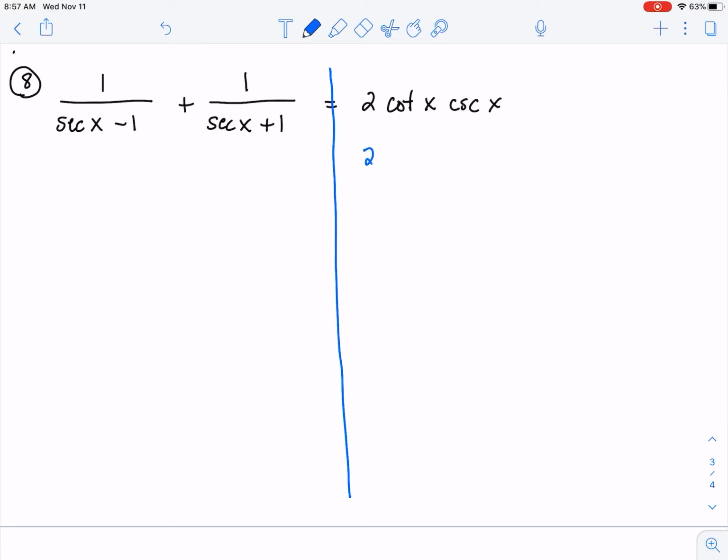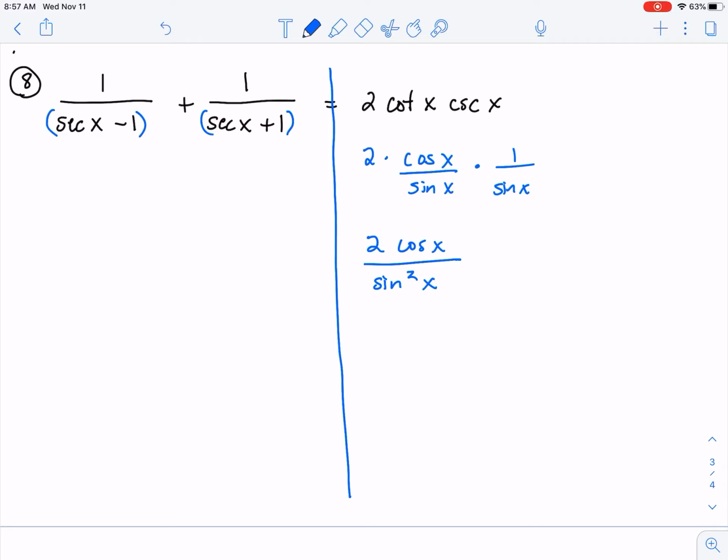So I have 2 times cotangent is the same as cosine x over sine x, and cosecant is 1 over the sine. Okay, so let's see, that simplifies. Top is 2 cosine x, and on the bottom is sine squared x. All right, let's leave that for a little while. Let's go to the left here. I have 1 over, so it looks like by grouping symbols, that secant x minus 1 is a group, and then secant x plus 1 is a group.